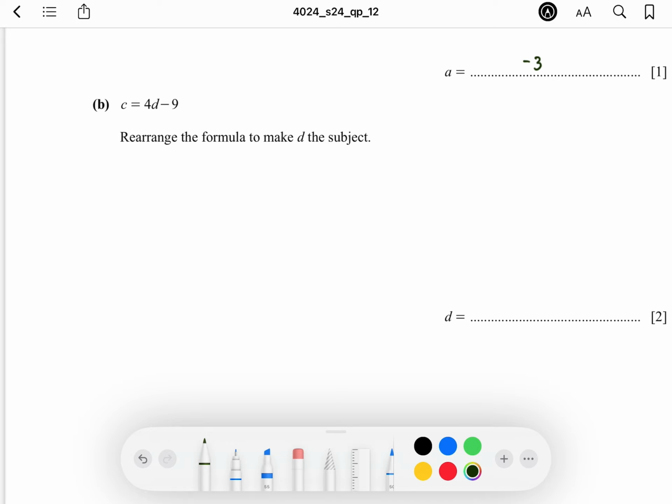Rearrange the formula to make D the subject so you can do all the balancing. So, plus 9 both sides. Divide by 4 both sides. And you get that one as your final answer.